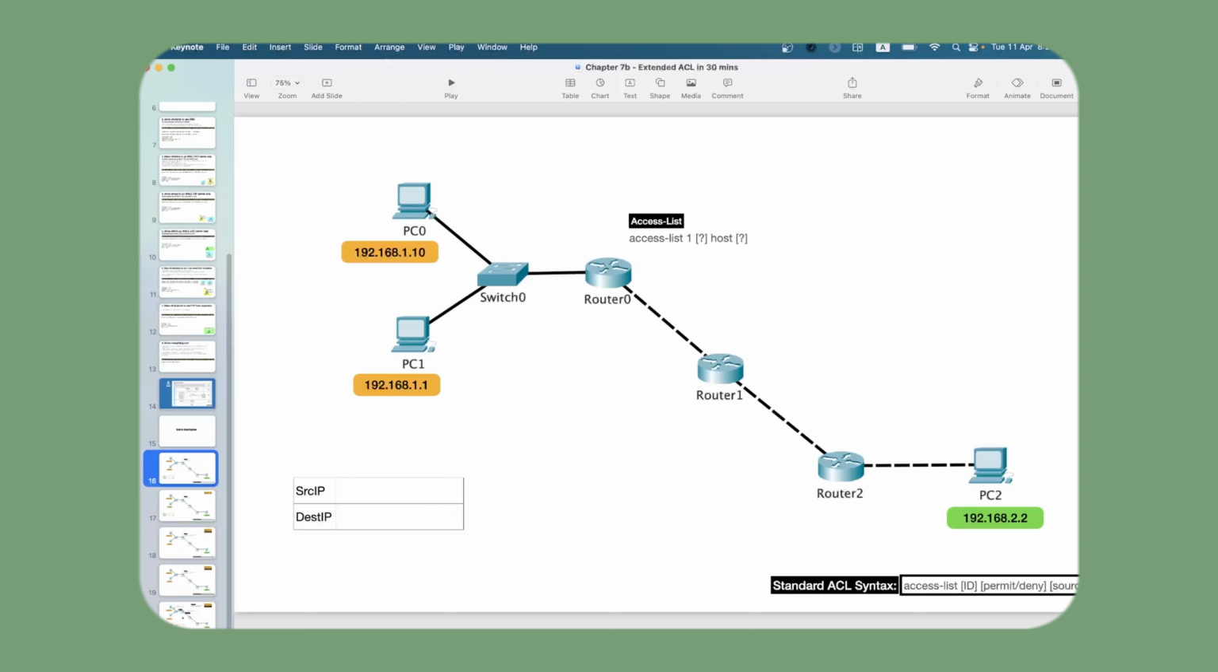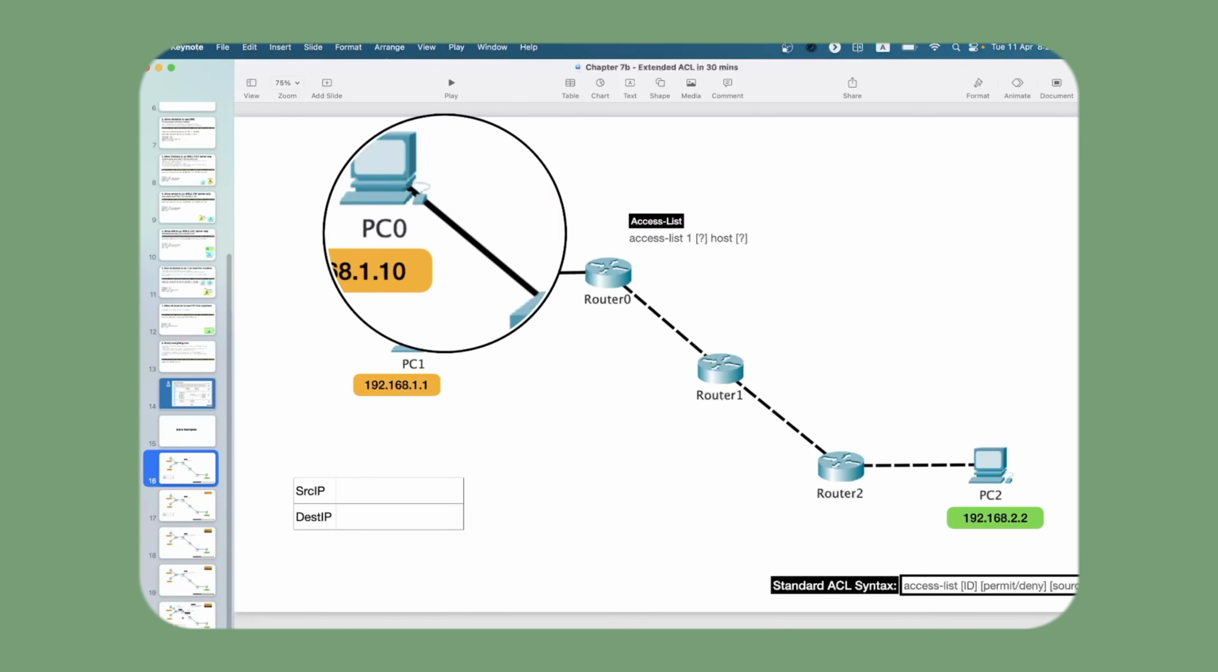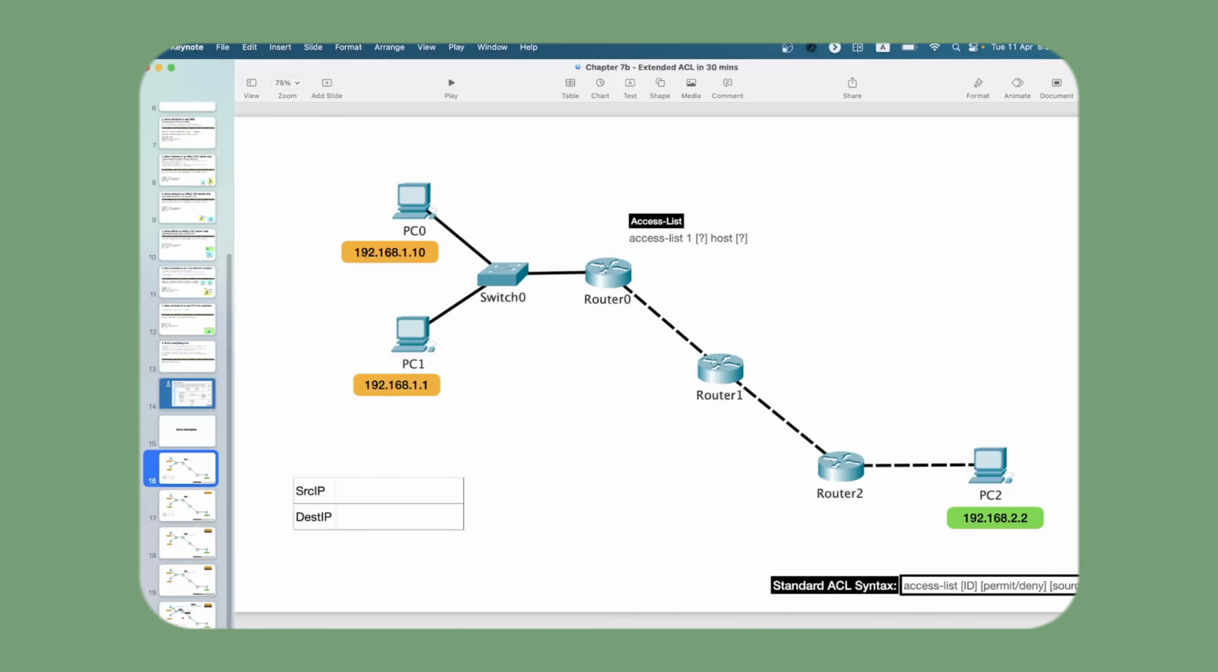Okay, so you see this example, a very simple network. We have PC0, PC1 and PC2. And we are going to use standard ACL now. Let's understand what we have first. You see this network here? I got 3 routers actually: Router 0, 1 and 2. And I got 2 PCs here, PC0 and PC1. I have PC2 here.